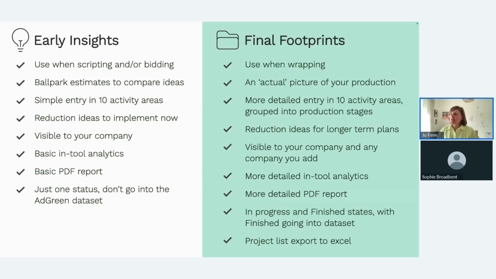On the contrary, final footprints, you're going to use those when you're wrapping. When you have an actual picture of your production, you know how many people did come to your shoot, for example. You had a settled location of where that shoot was happening. You know exactly how many catering heads you had. You've made all those decisions. You have that information.